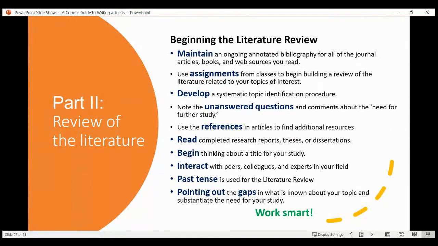Now you're done with these steps. Now you begin, try to formulate your topic. Interact with peers. Ask them. Share with them your topic. As I mentioned earlier, colleagues, experts, your supervisor, your participants. Why not? Here, use past tense when you write your literature review, and most importantly, point out the gap. So you have, for example, 10 pages of literature review. So what is your research gap? You need to make it as clear as possible at the end of your literature review chapter. And my advice here is to work smart, not hard. Work smart, not hard.